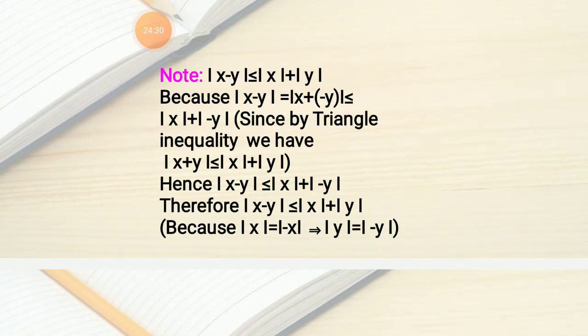Note, mod of x minus y is also less than or equal to mod x plus mod y, because mod x minus y can be written as mod of x plus of minus y, which is less than or equal to mod x plus mod minus y by triangle inequality. We have mod of x plus y less than or equal to mod x plus mod y, but mod minus y is nothing but mod y. Hence mod x minus y less than or equal to mod x plus mod minus y. Therefore, mod of x minus y less than or equal to mod x plus mod y, because mod x is equal to mod of minus x, means mod y equal to mod of minus y. In place of mod of minus y, we can write mod of y. Okay.